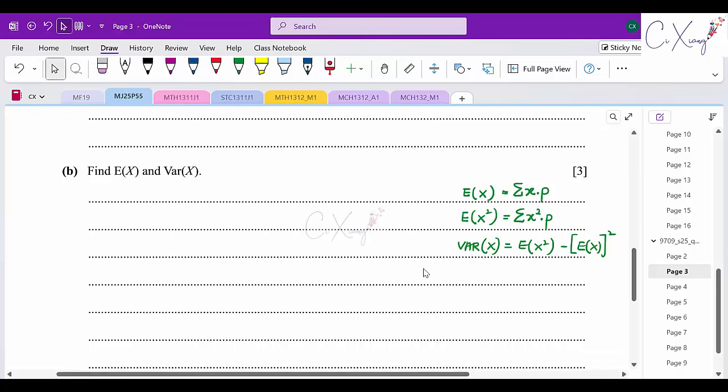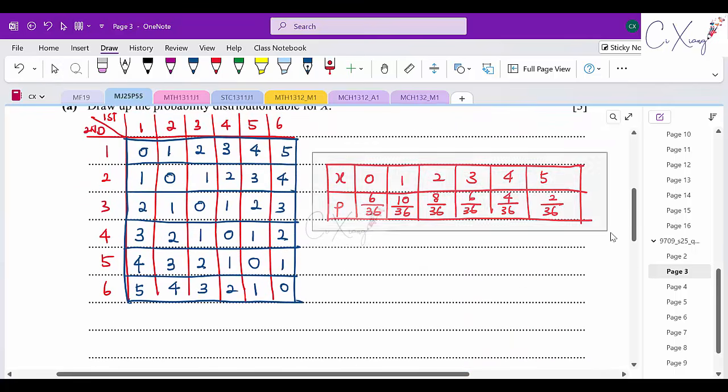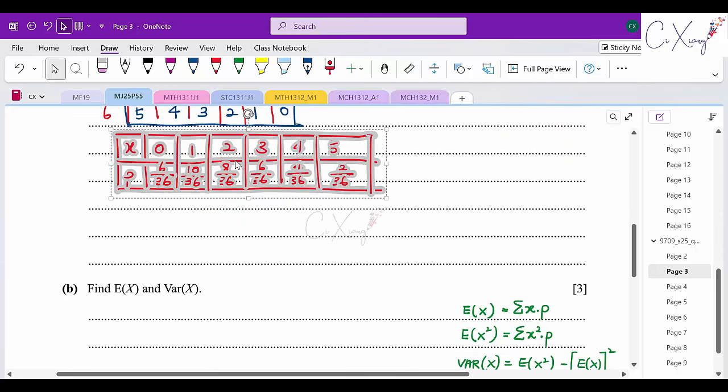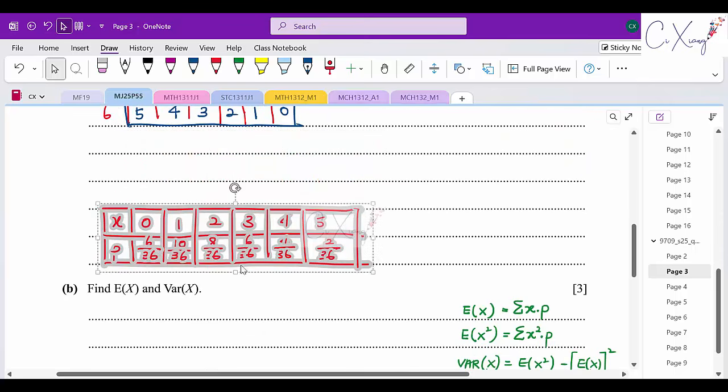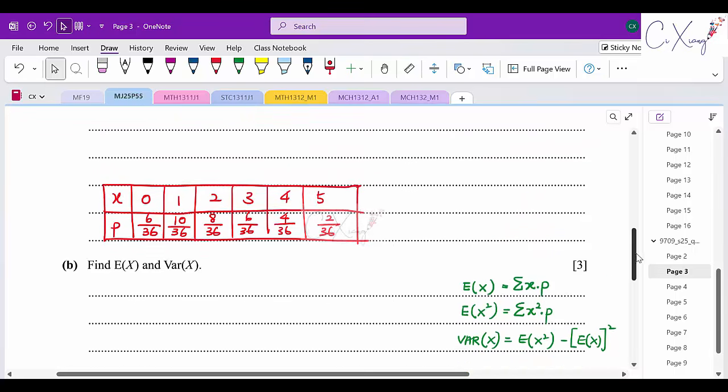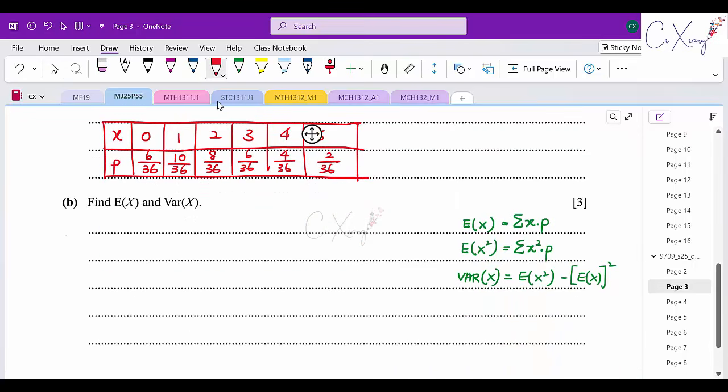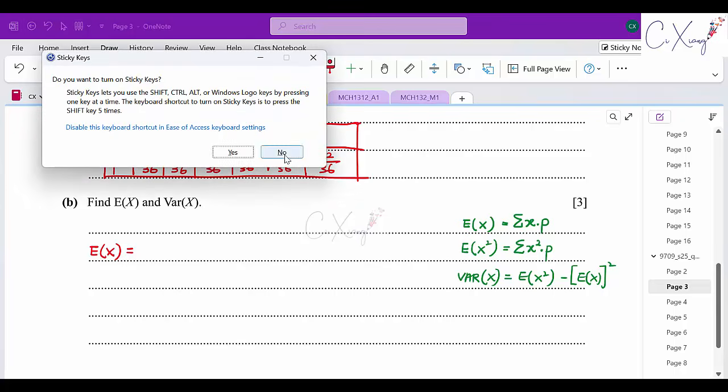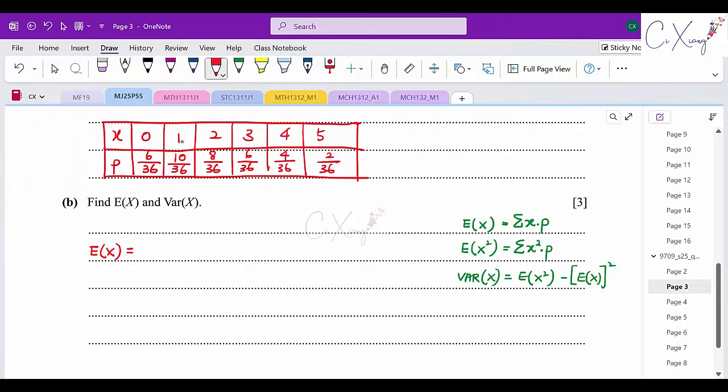Before that, maybe I drag our table a little bit down so that you can refer to it. Like what I told you, this is our answer for the first part. By referring to the table, let us figure out the expected value of the x. According to the formula, we have x multiplied with the p. That means you take x equals 0, multiply with 6 over 36. I don't write it out because 0 multiplied by anything is also 0. So I proceed to the next value of the x. When x is equal to 1, you take 1 multiplied with the probability 10 over 36.